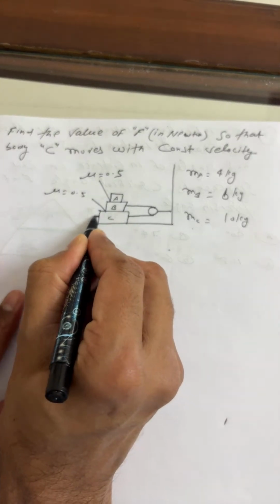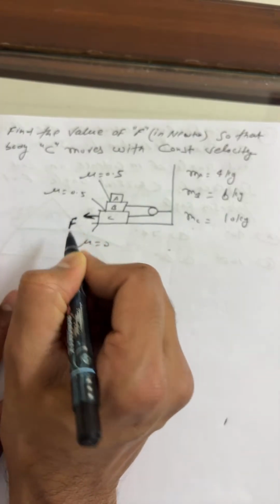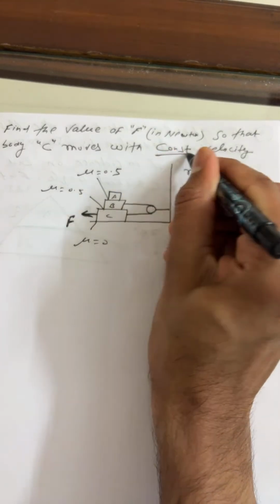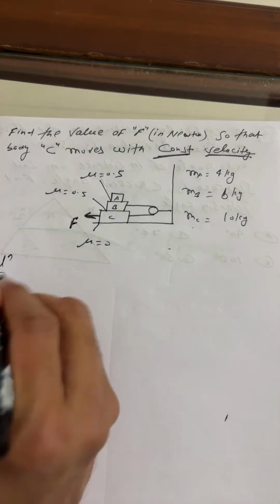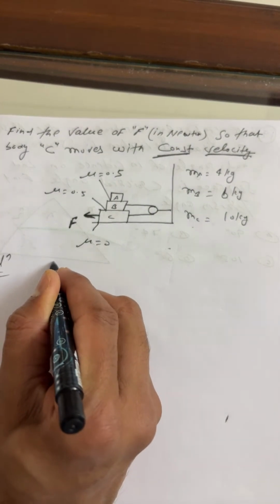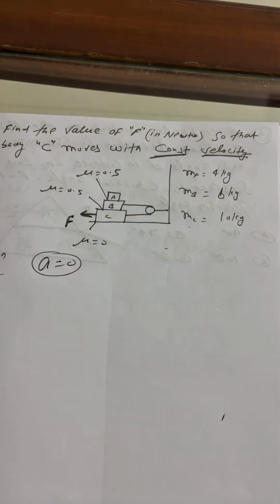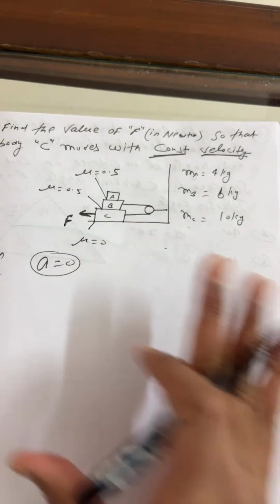Simple. What's the question? Find the value of F. This is mentioned in the question: applied force on block C only, so that block C moves with constant velocity. You know what is the meaning of constant velocity? For the solution, constant velocity implies acceleration is zero. Acceleration is zero means the entire system is in equilibrium.